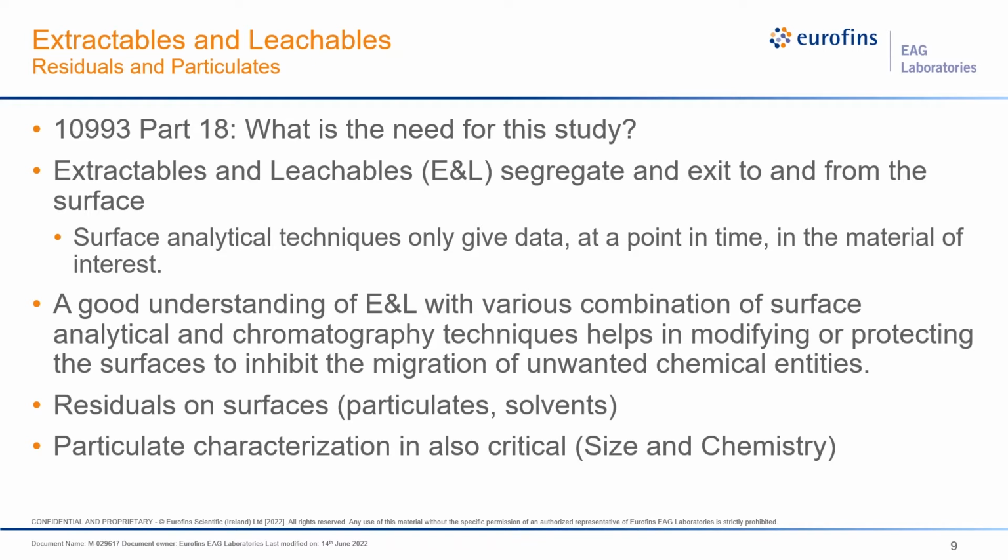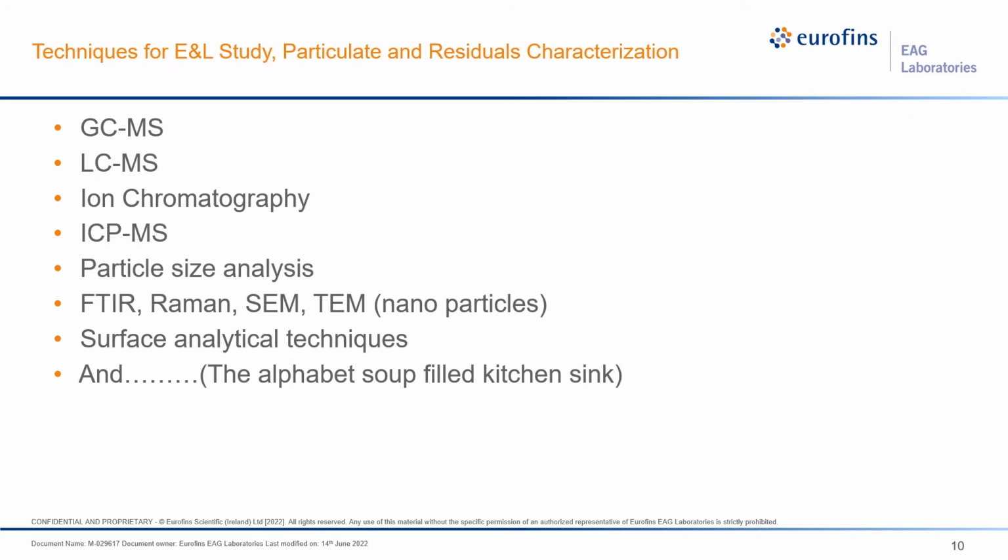Now also, residuals from chemical cleaning or processing and particulates on the surface also need to be characterized. There are a host of techniques that are used in extractables and leachables and particulate studies. Some of these are listed here, like gas chromatography mass spec, liquid chromatography mass spec, ion chromatography, and particle size analysis, FTIR, Raman, SEM, TEM for nanoparticles, and various surface analytical techniques. And of course, there is an alphabet soup-filled kitchen sink of techniques that are available.